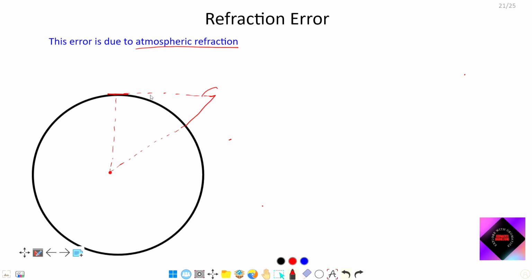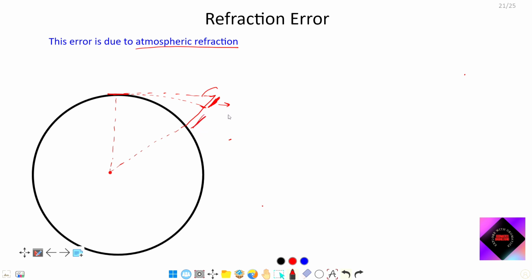So what happened? Because of atmospheric refraction, we know that rays bend in the atmosphere. This ray of light bends a little because of refraction. So this much value is depleted from the reading because of refraction. We see only this much value.